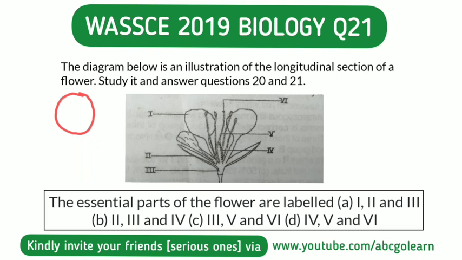So if you look at B, it has I, so it is not correct. If you check C, it has I, so it is not correct.